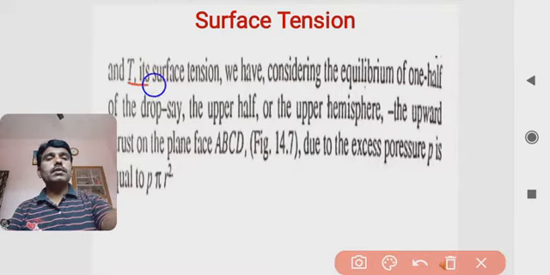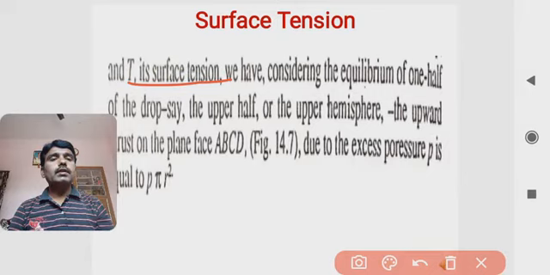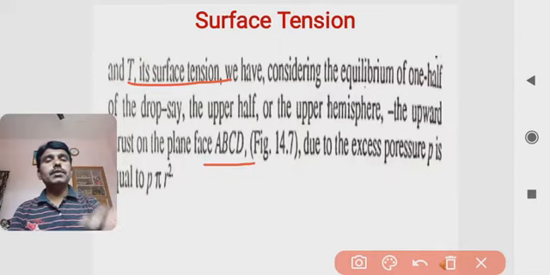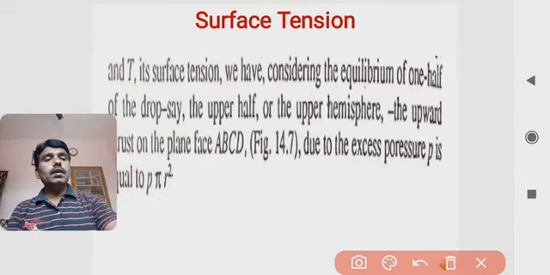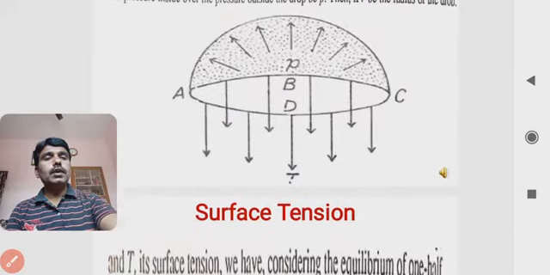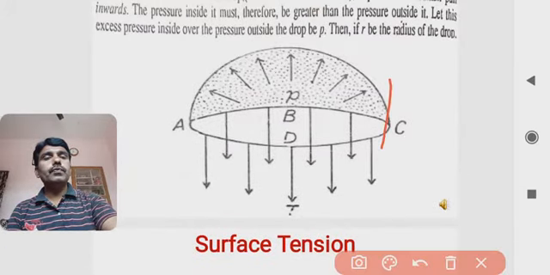So this surface tension is T, working in the downward direction. Considering the equilibrium of one half of the drop, say the upper semisphere, the upward thrust on the plane face ABCD, which we saw in the previous diagram, due to the excess pressure P is equal to P pi R square. So in the upward direction, in this hemisphere, the excess pressure acts.